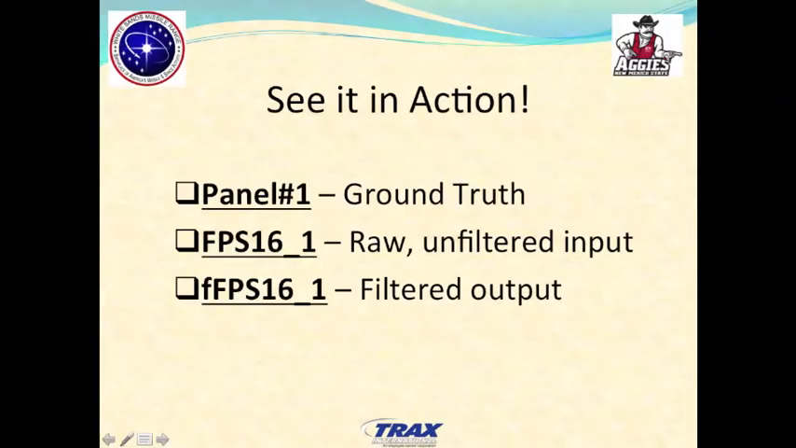In the clip you're about to see, there are 3 tracks. The truth track, labeled panel 1, is completely smooth. The raw data track is labeled FPS 16, and the filtered has a lowercase f in front of its label.